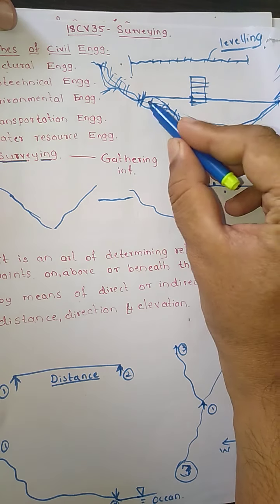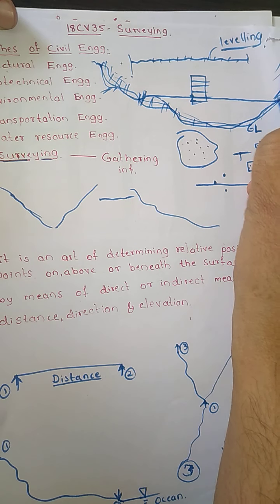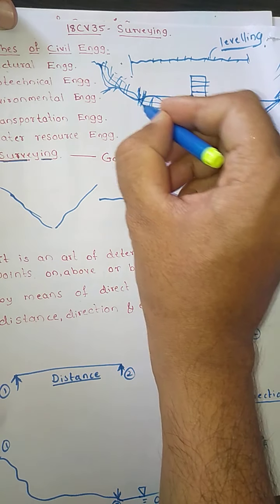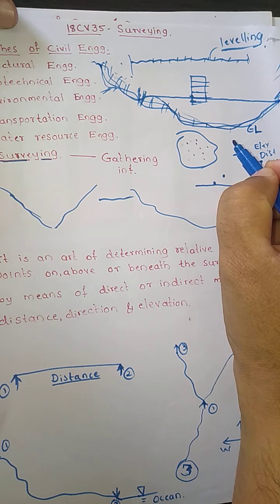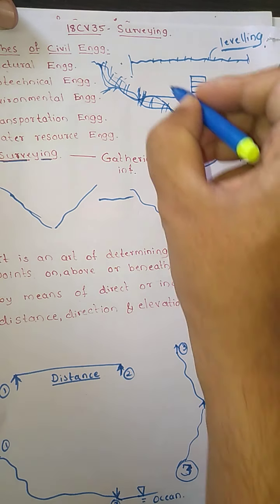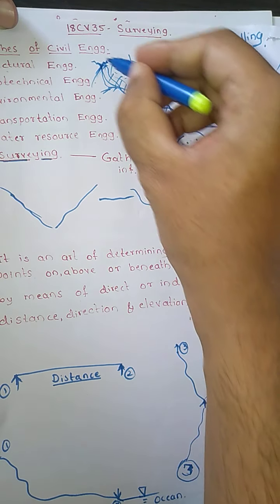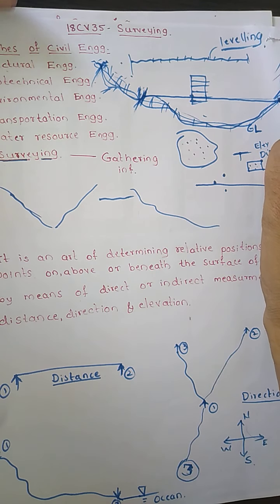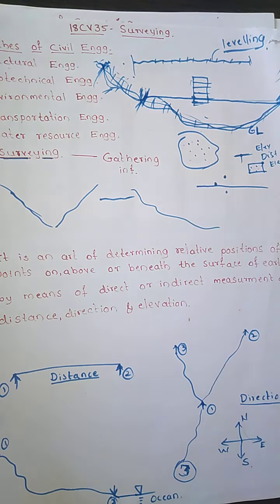Now what we want is to construct a building on a flat surface. Since the undulations are there, we cannot construct the building on these undulations. So we will try to make the land plane, and we can do that by cutting. Here we do cutting and then we fill it, and thus we make the surface flat, and then we construct a building. So for all such things, surveying is very important.